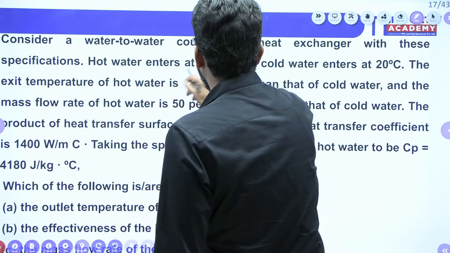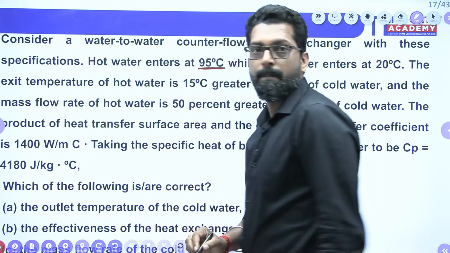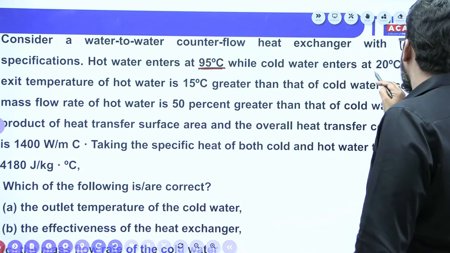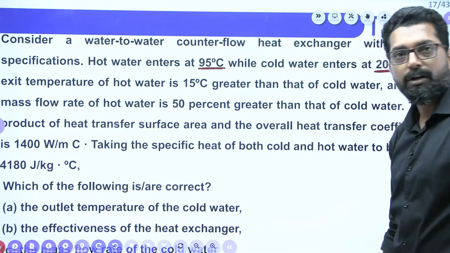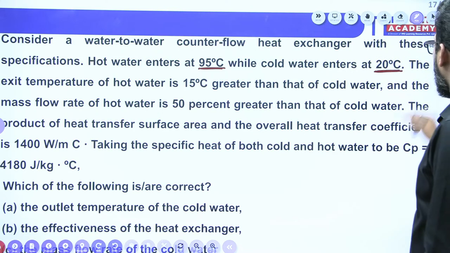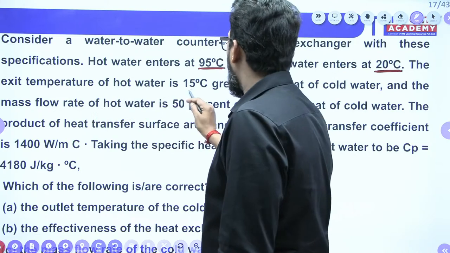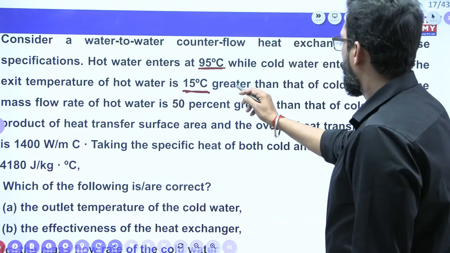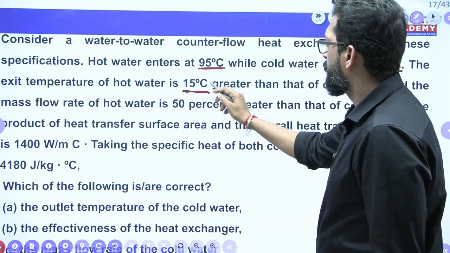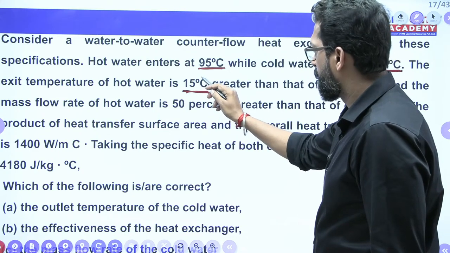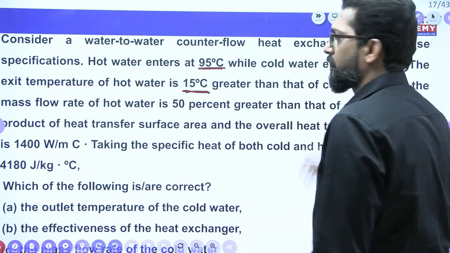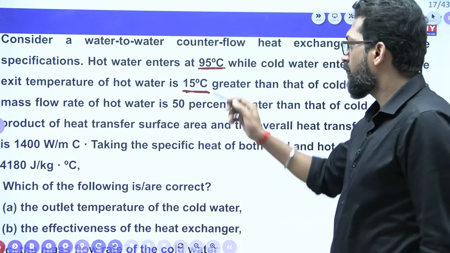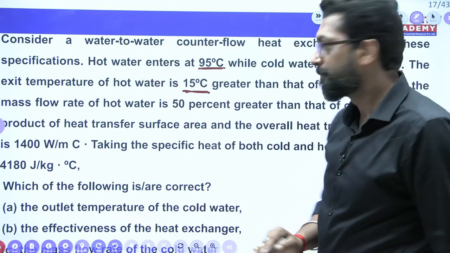Hot water enters at 95 degree centigrade, while the cold water enters at 20 degree centigrade. The exit temperature of the hot water is given. The exit temperature of the hot water is 15 degree greater than the cold water temperature. That means the temperature of hot water is 15 degree greater, right?